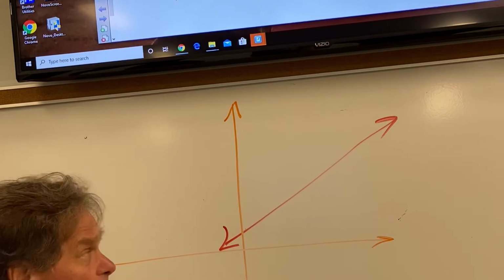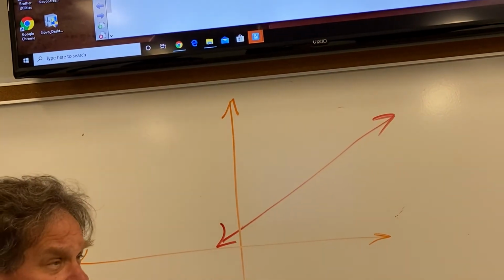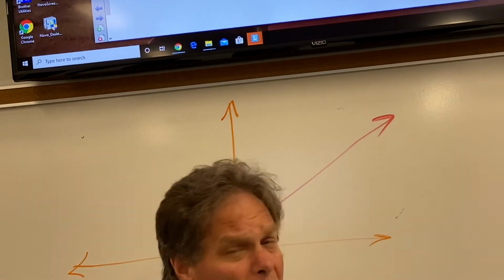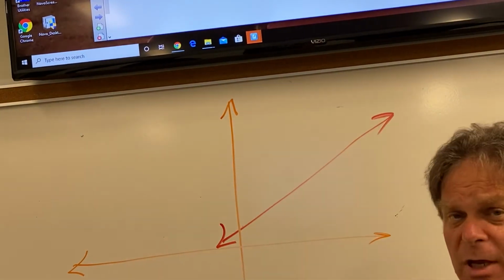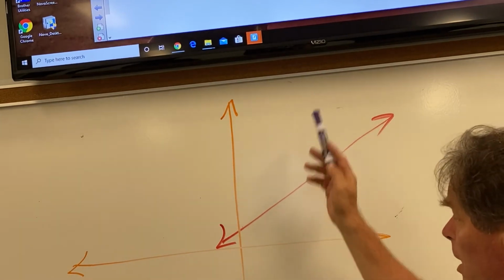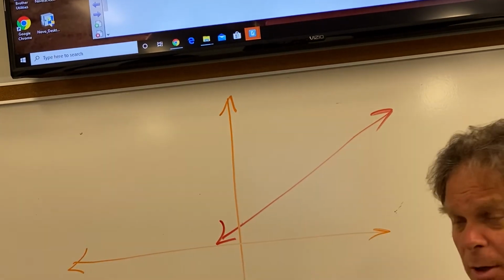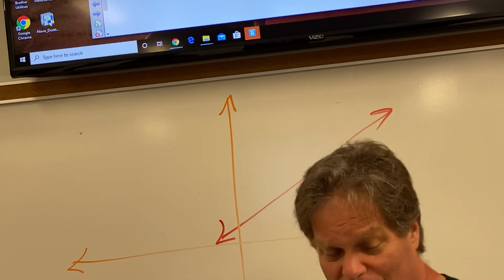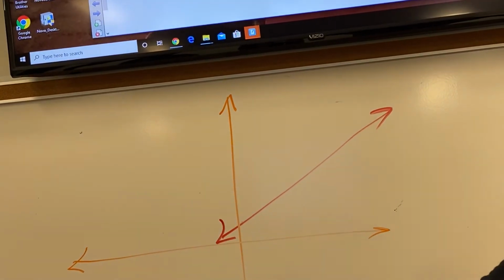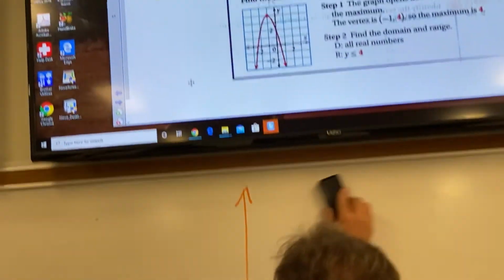There's no restrictions on any y value. All x values are covered. All y values are covered. So the domain of this line is all real numbers. No restrictions on the x. The range is also going to be all real numbers. Not that exciting. You're like, oh, all real numbers, all real numbers. Let's look at parabolas.